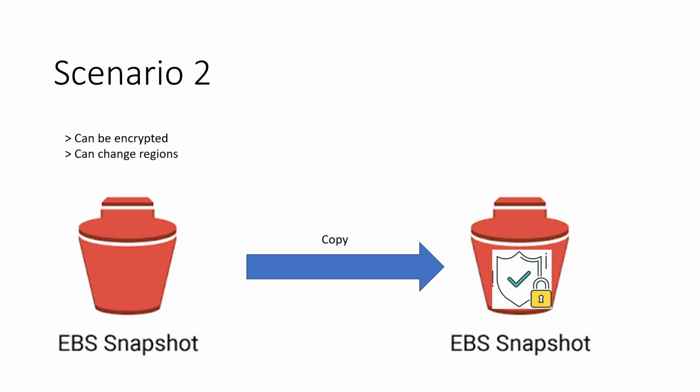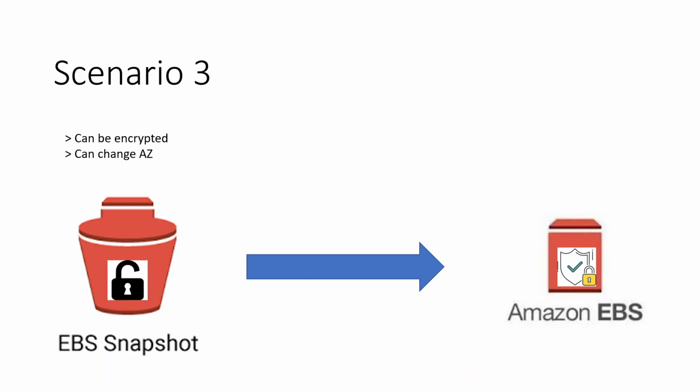So that's it for scenario number 2. We'll head over now to scenario number 3. So here in scenario number 3, we have an unencrypted EBS snapshot and we want to create an encrypted EBS volume out of it. Okay. So I'll head over to AWS Management Console and I'll show you the steps.